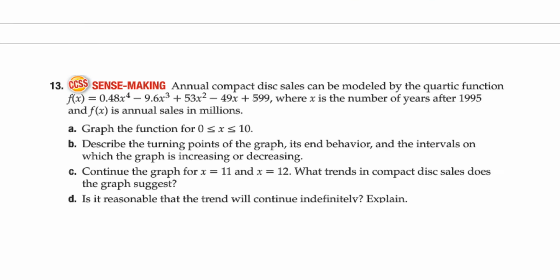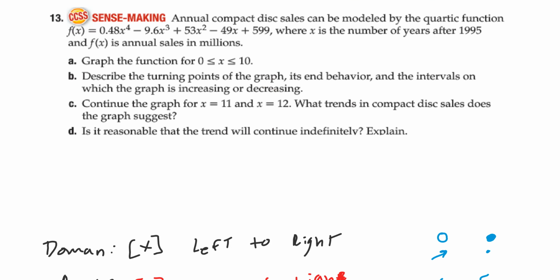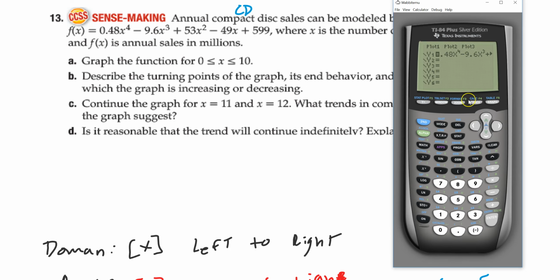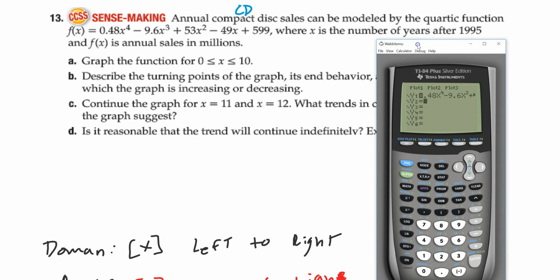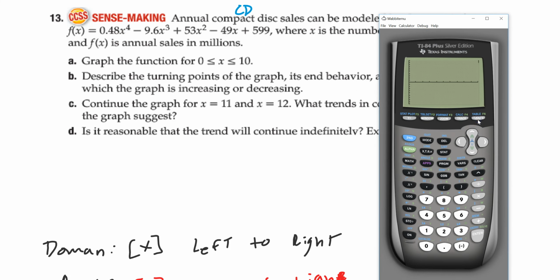Let's see if we can do another one real quick. The annual compact disc sales, those are CDs, people, are modeled by the quadratic function listed here, where x is the number of years after 1995 and f is annual sales. Graph the function between 0 and 10. So I just typed that in again. Let's talk about what x and y are, because I kind of skipped that. X is the number of years after 1995, so x is years and f is sales. Okay, let's graph this and see what it looks like.